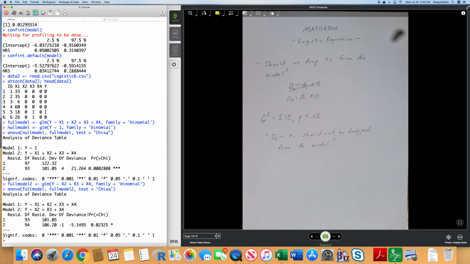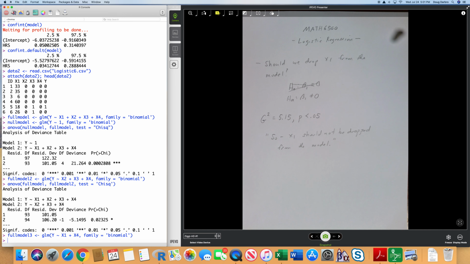Now, gang, let's look into whether we should eliminate x2 and x3. So let's go back up to the full model, and let's eliminate x2 and x3, leaving just x1 and x4. And I'll call this full model 3, kind of like full metal. Reminds me of Full Metal Jacket for some reason.